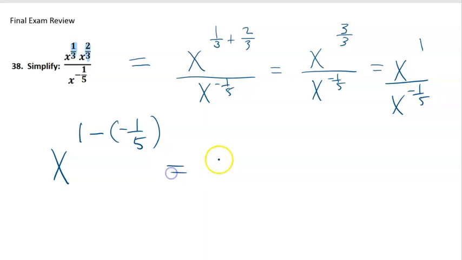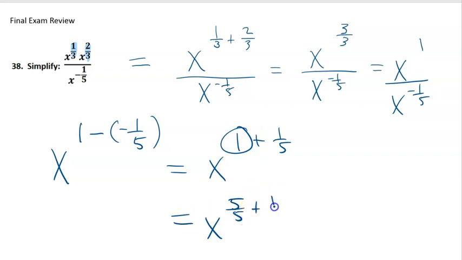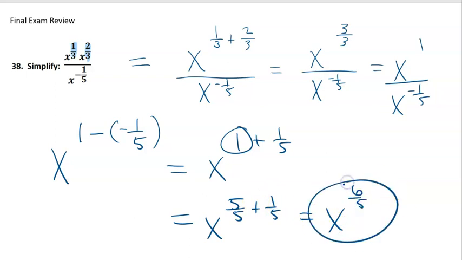So this is the same as x to the... remember, keep change. Okay, so this is going to be 1 plus 1/5. But now I can't add these together without finding a common denominator. So 1, I'm going to rewrite that as 5/5. Right? That gives me a common denominator. And then 5/5 plus 1/5 is x to the 6/5. And there you go. I think we got one more problem.